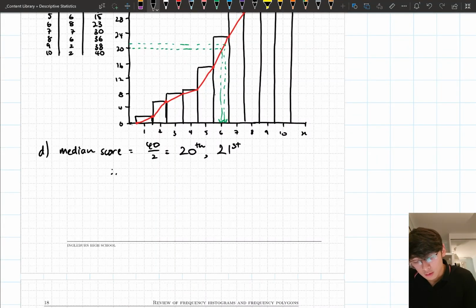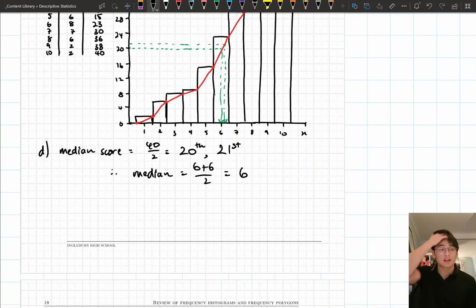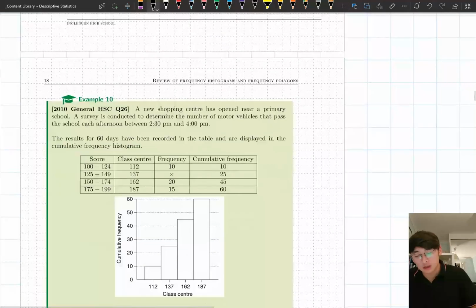So therefore, my median is just going to be 6 plus 6 over 2, which hopefully you'll notice is just going to give me 6. And so that's how I can find the median from a cumulative frequency polygon. Okay, let's have a look at another question.